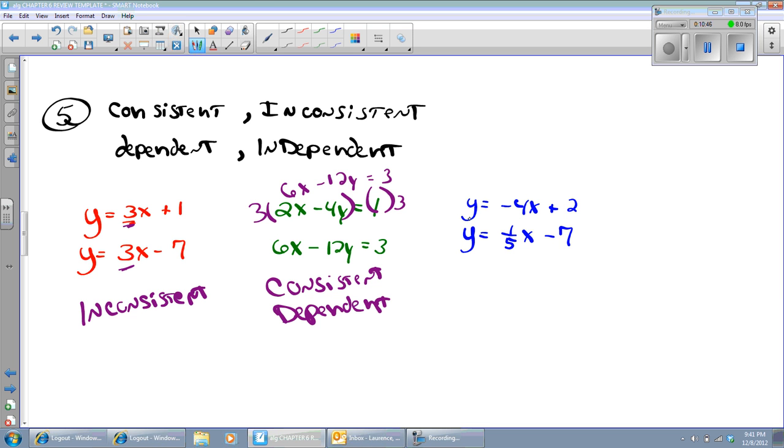Okay, finally, this last one, I noticed the slopes are different, so these two lines are going to intersect. They have different y-intercepts, therefore they must be different lines. This is a consistent, independent system. All right.